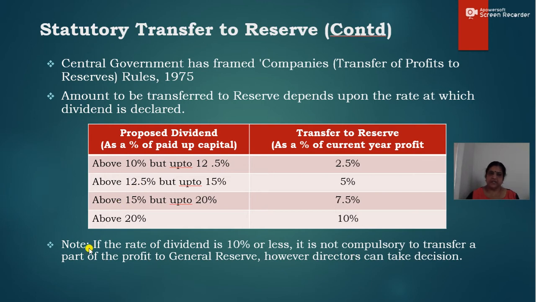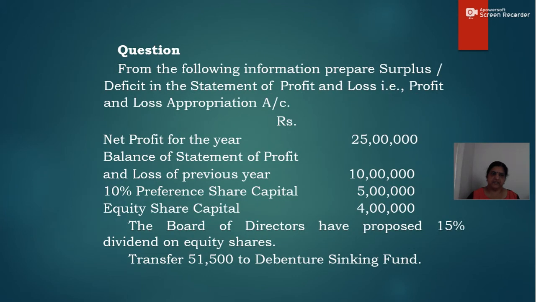So here, in case the rate of dividend is 10% or less, it is not a statutory obligation for the company to transfer a part of the profit to general reserve. However, the discretion is given to the board of directors, and usually they will transfer a certain amount to the general reserve for strengthening the financial position of the company in future. So that's all regarding the points to be noted with regard to statutory transfer to reserve. Now we can move on to the next thing, that is a question.